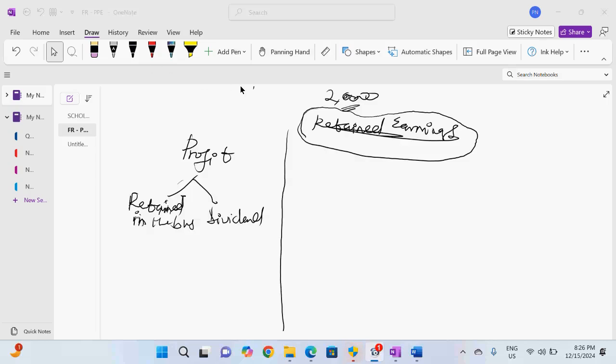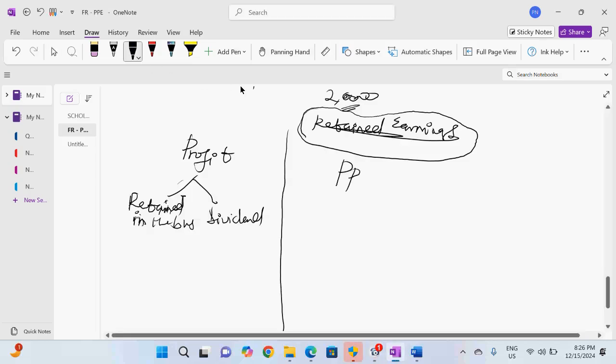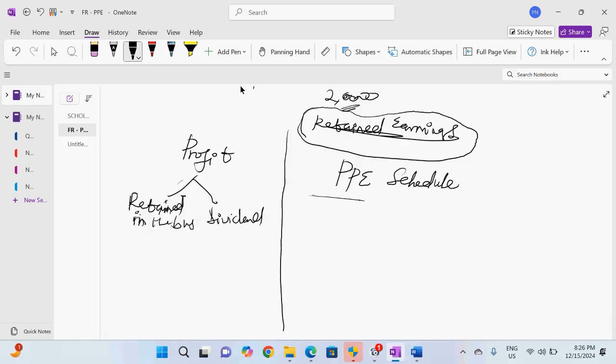So let's do our workings. The workings is also known as the PPE schedule. It's the same as the PPE schedule. So here we have the property costing 750,000, right? This 750,000.